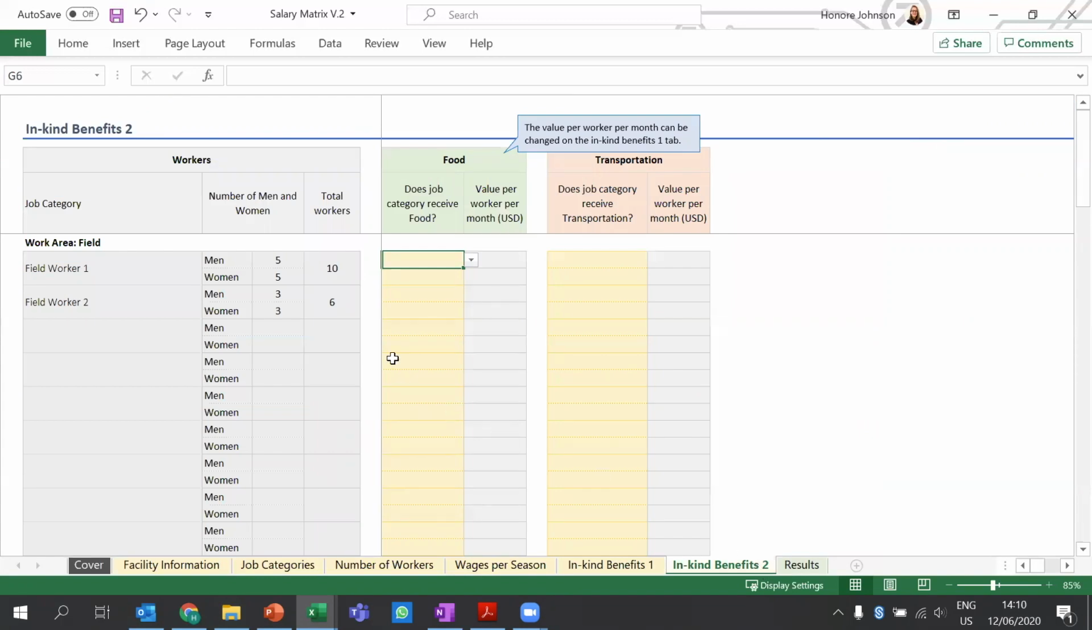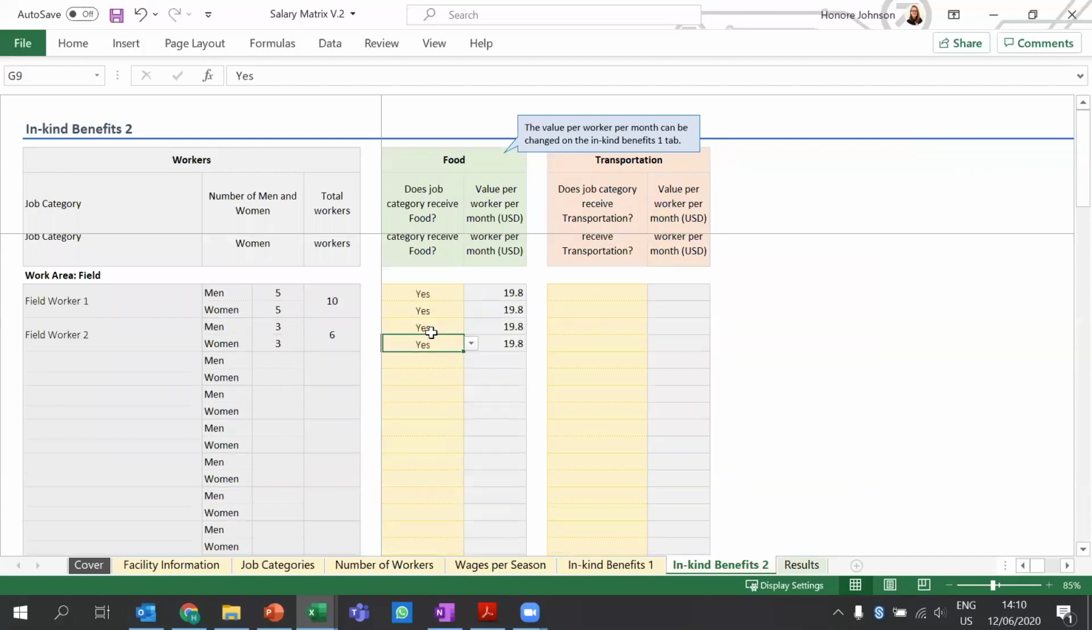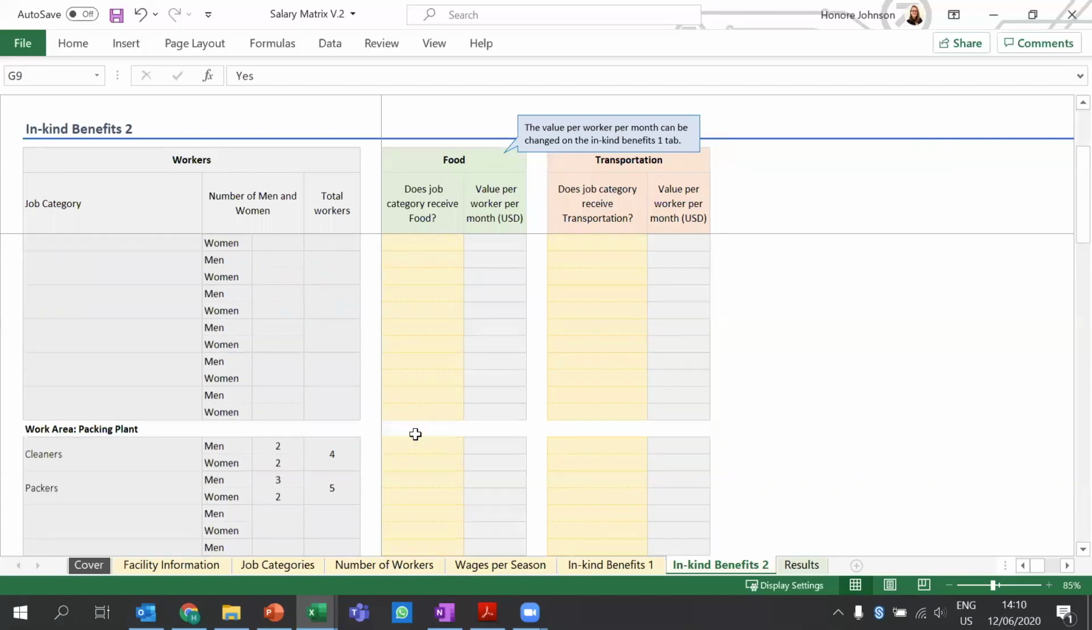Here we will see again the list of job categories, work areas, number of men and women, and total workers that we have previously entered. We will also see columns for every in-kind benefit we have listed as being available at the facility. In this case, food is the first in-kind benefit, and we will select yes for all the workers who receive this in-kind benefit. Because I selected that there were 27 workers who received this in-kind benefit, and there are 27 workers on the plantation in the facility, we will select yes for all the workers.